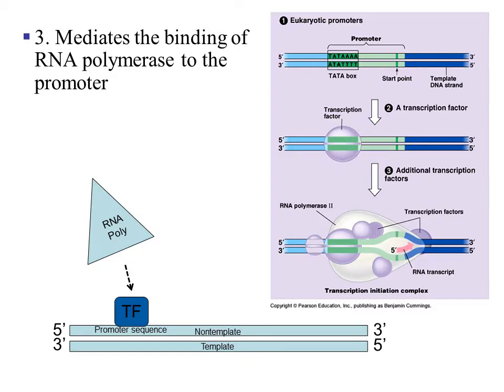The third thing the transcription factor will do is it will mediate the binding of RNA polymerase 2. So first, the transcription factor will bind to the promoter, then it will alert RNA polymerase 2 to where it needs to go and bind. Once it has bound to the transcription factor, we will create a complex that is called the transcription initiation complex.